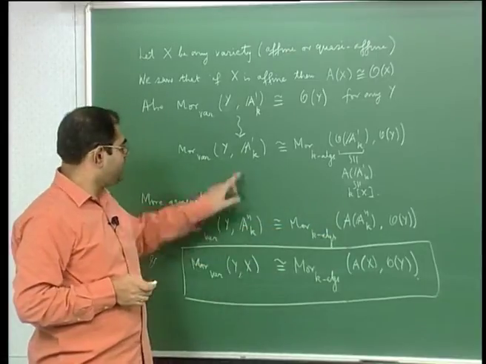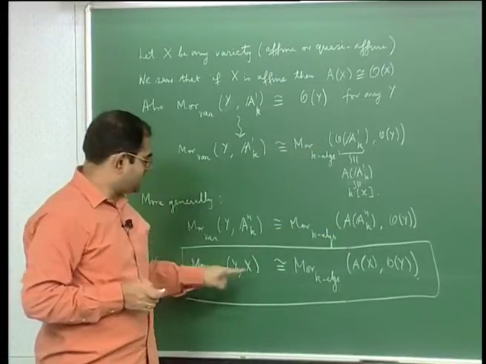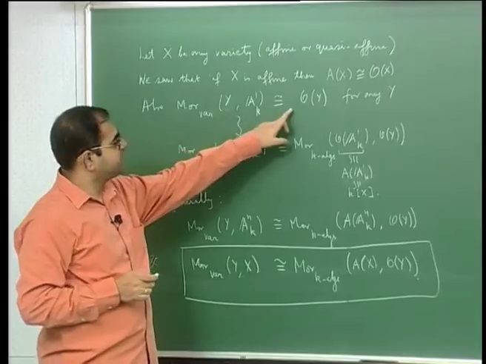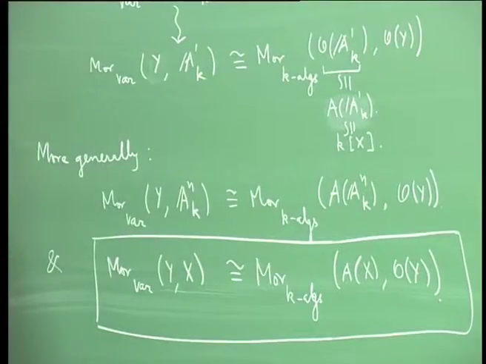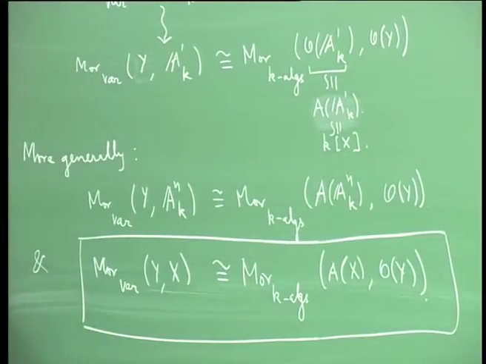If you put X equal to A^1, it boils down to the statement that regular functions are nothing but morphisms into A^1. Regular functions are no different from morphisms into A^1, right.